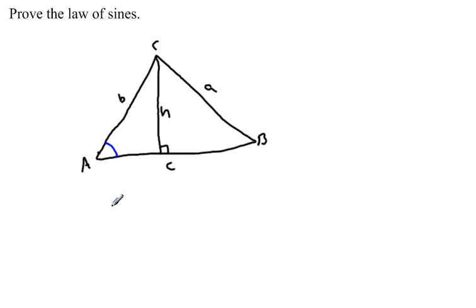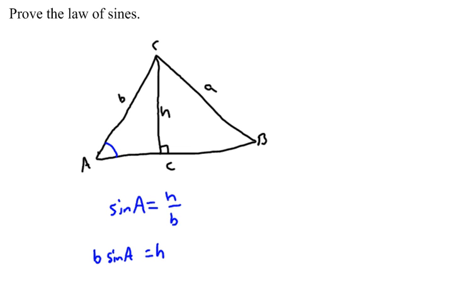We know that the sine of A is equal to opposite over hypotenuse. So I can say h over b. And if I solve that for h, I get h is equal to b times the sine of A.